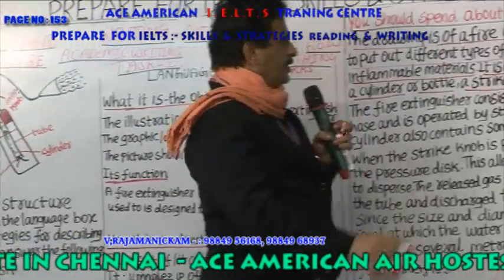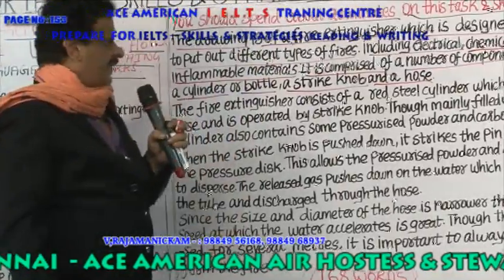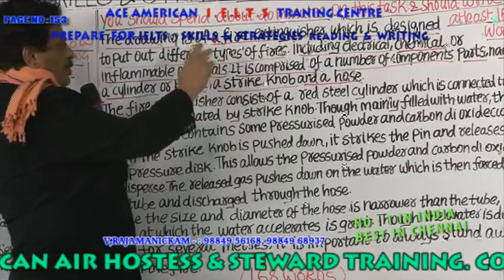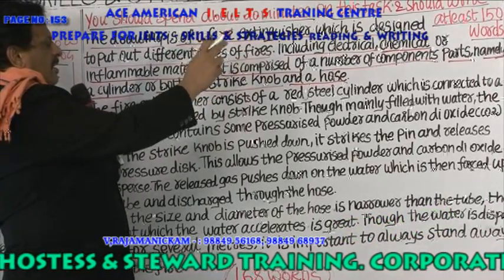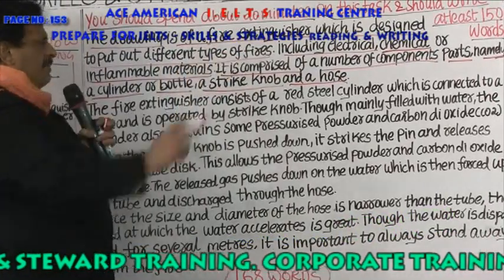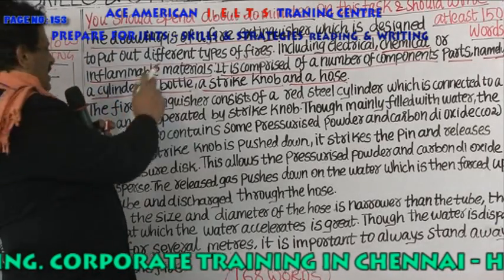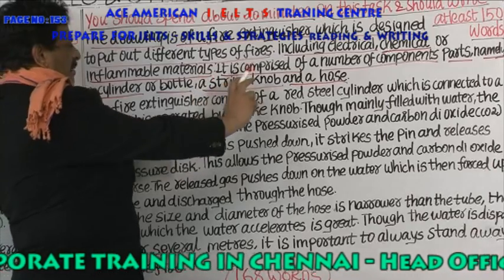So, here you are saying what the product is. It is the fire extinguisher. And you are saying what it functions as. It functions to put off the fire which is caused from electrical, chemical or inflammable materials. And you are telling what the parts are. The parts are cylinder, strike knob and a hose.